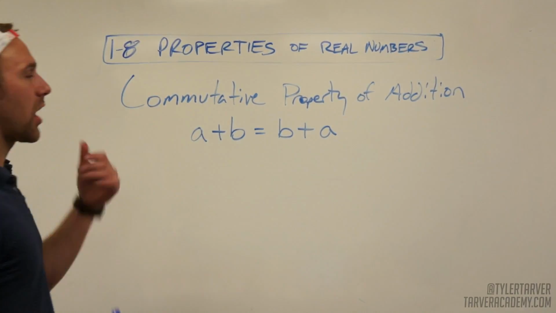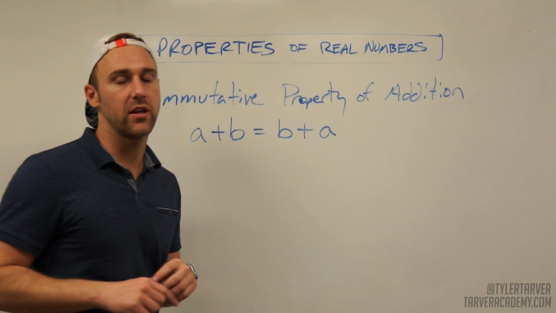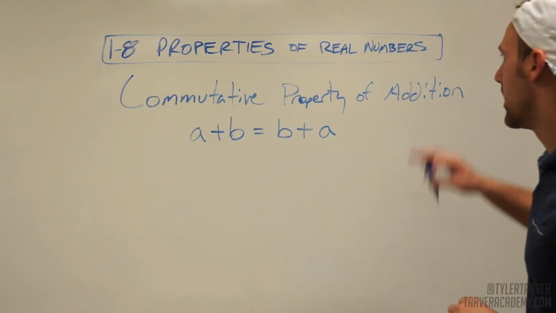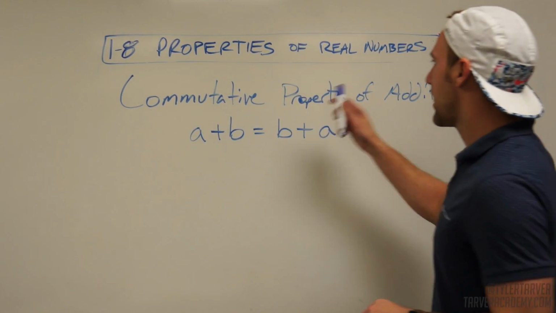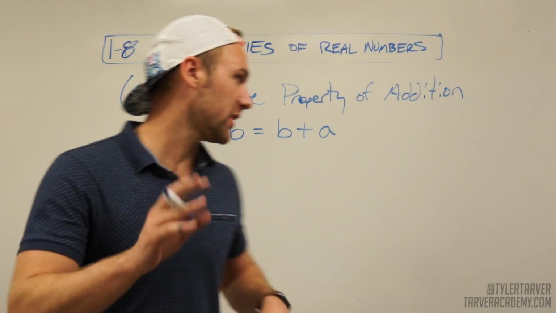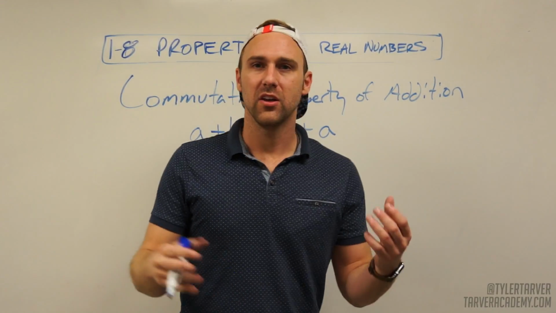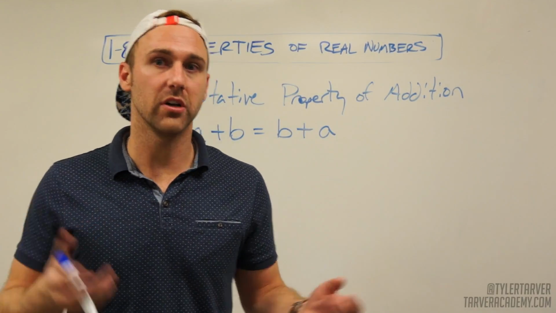I want to hit you with some properties of real numbers. The first property I want to talk about is the commutative property of addition. What that means is A plus B equals B plus A. You're thinking, oh, that seems pretty easy. Well, you would be correct.